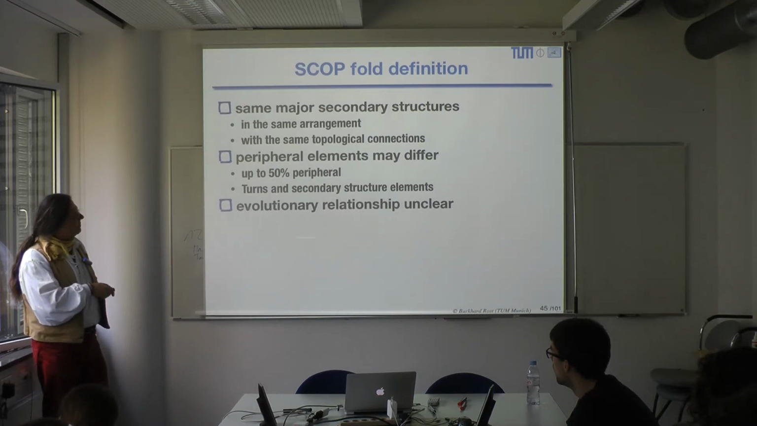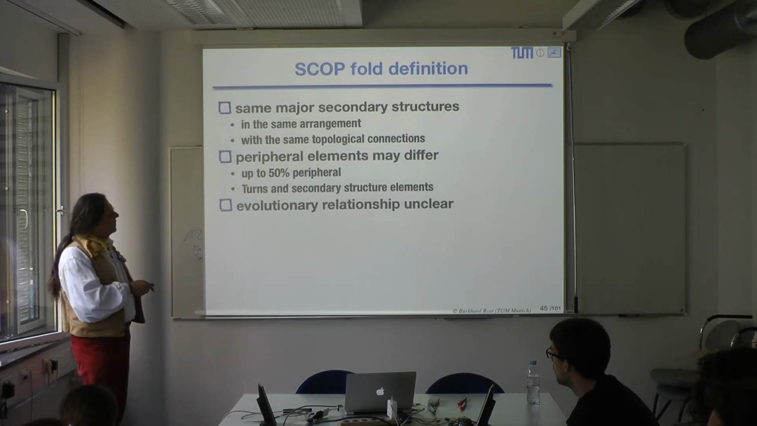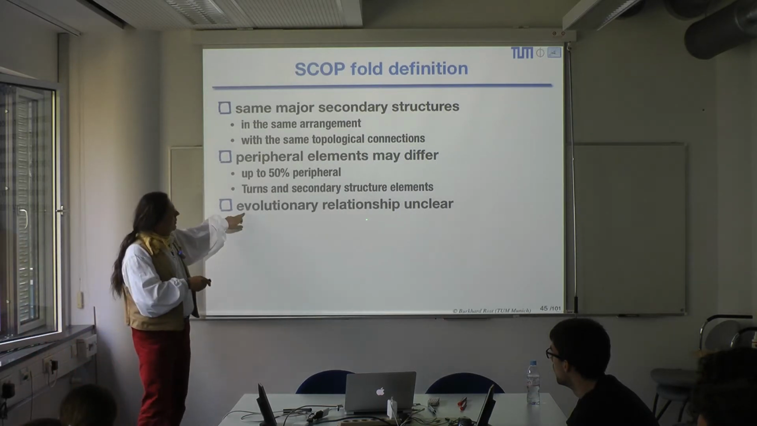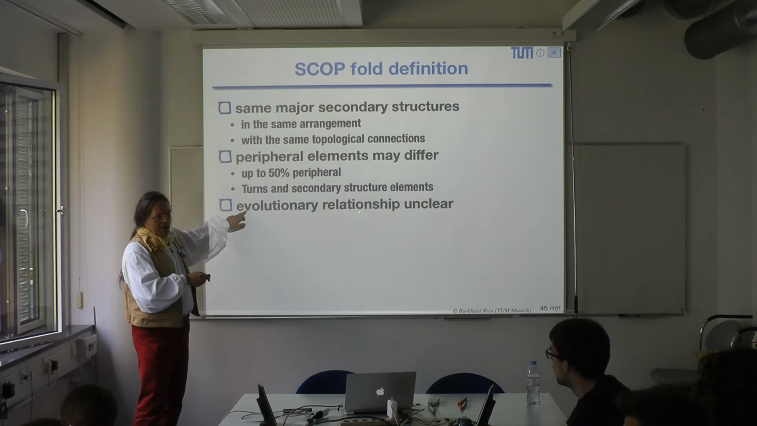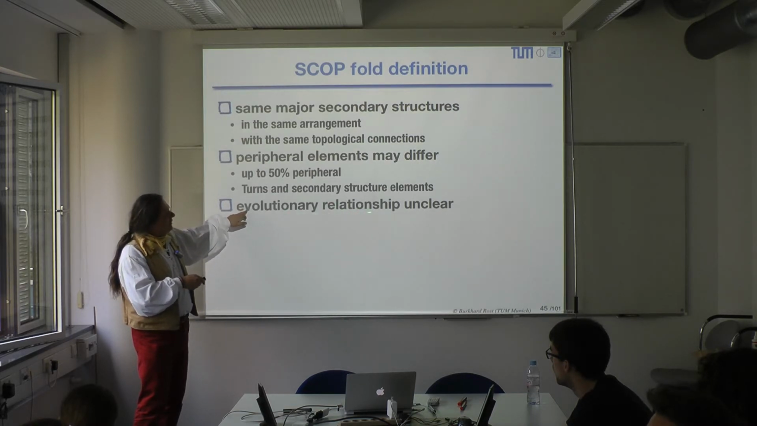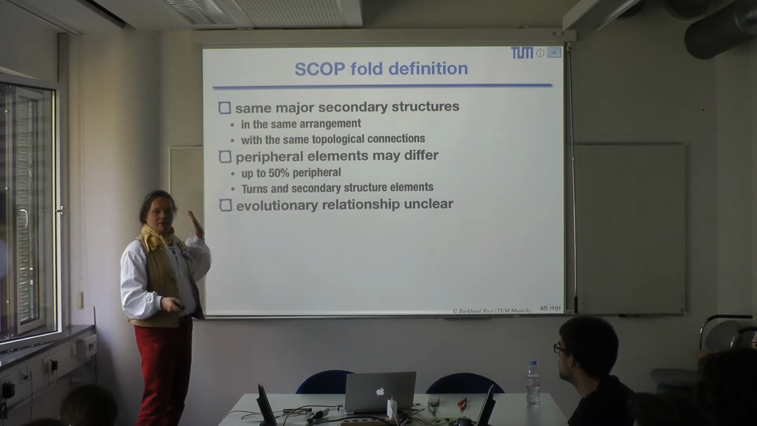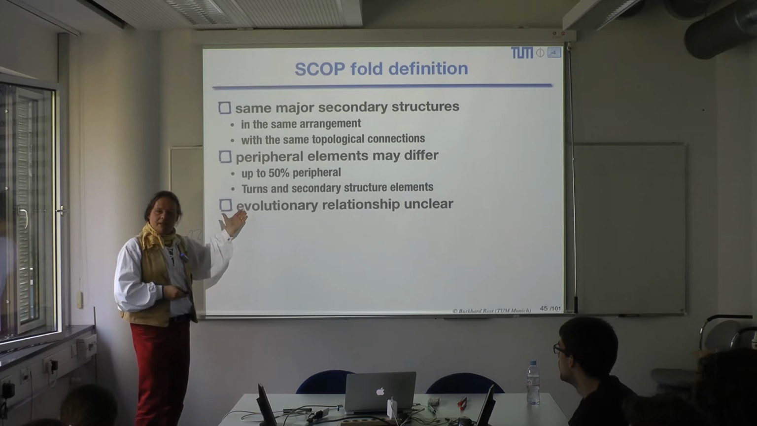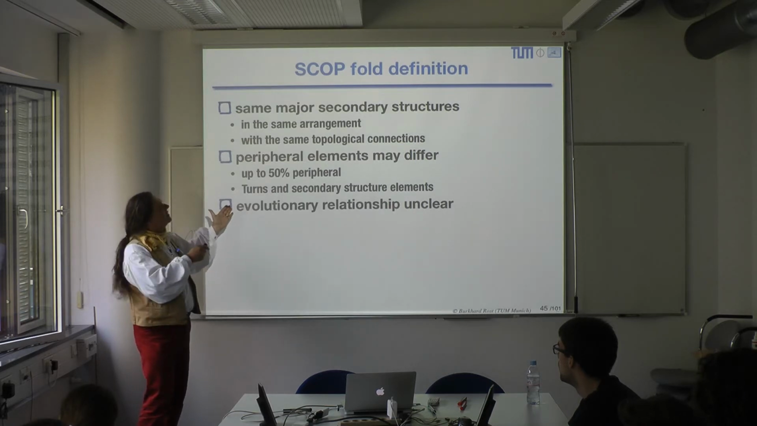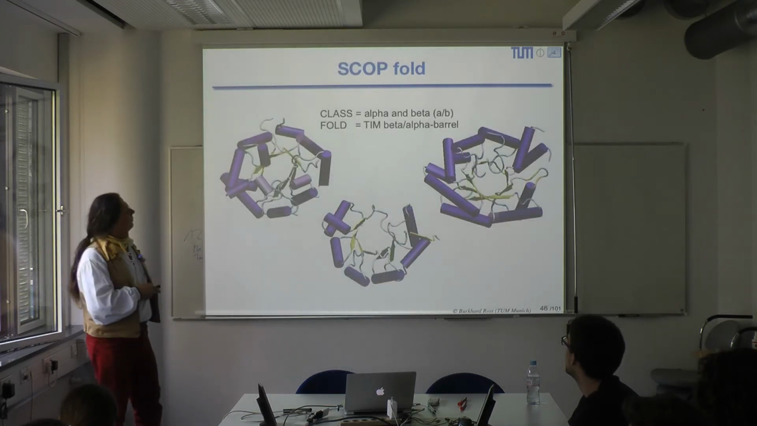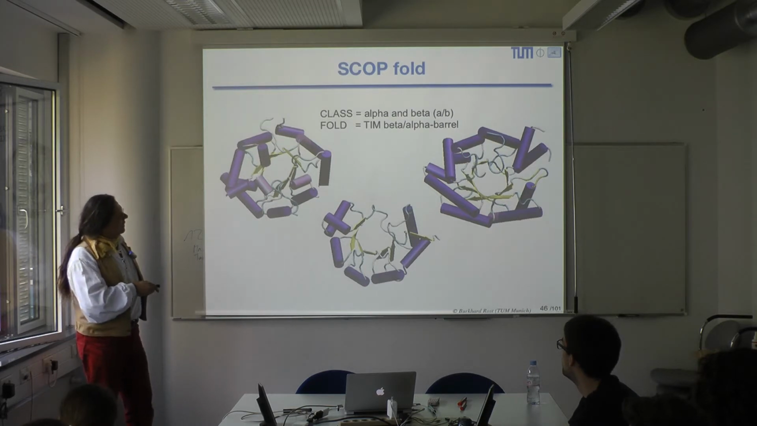And then here's another point. The evolutionary relationship is unclear. So maybe I should have turned it upside down. As long as the evolutionary relationship is clear, he calls it a family. If he loses that and only finds out that there is some relation through the structure, that's the part that he calls the SCOP fold. And those are in fact 3 different folds of the class alpha beta. They're all TIM barrels.